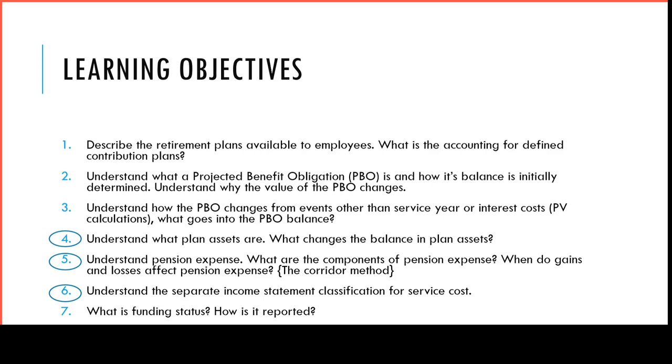Well, the problem here is if we get too much in OCI, the OCI is closed into AOCI, accumulated other comprehensive income. So we have a big equity item, AOCI, that can keep growing and growing and growing, so let's manage it. That's the corridor method. Taking things out of AOCI, putting them back in pension expense, putting them back in the income statement.